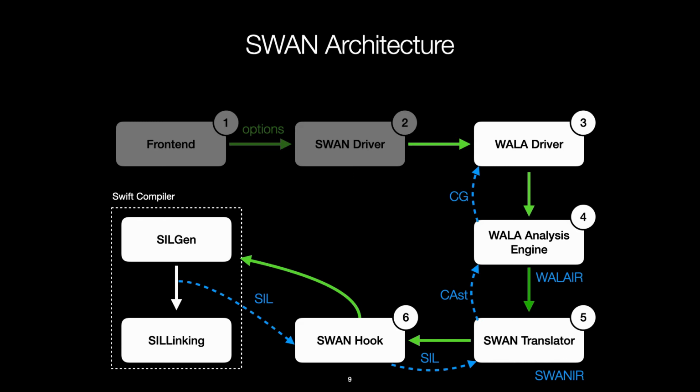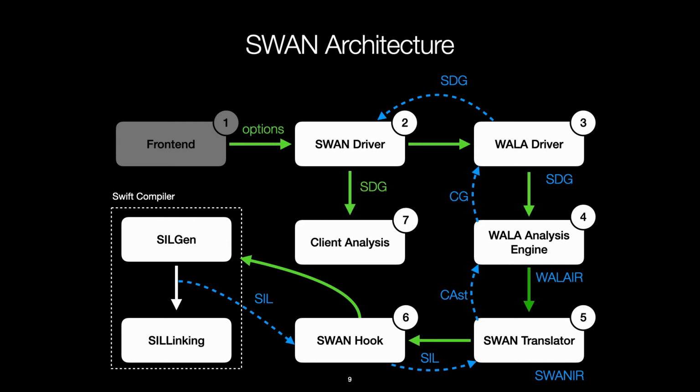The WALA driver then uses WALA to construct a system dependence graph, or SDG, from the call graph. The SDG is a WALA data structure that represents data flow of the program. So if you want to track a value through the program, for instance, that is a simple graph reachability problem over the SDG. The SDG is passed back to the SWAN driver.